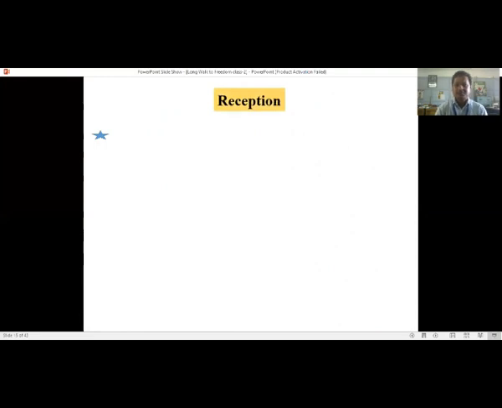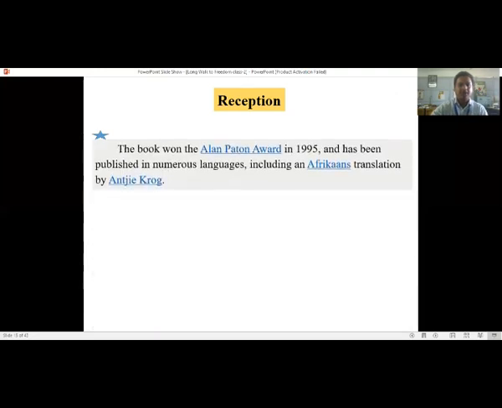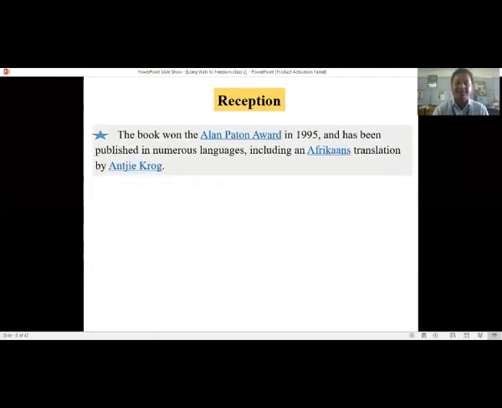Now, reception. Dear students, after the publication of the book Long Walk to Freedom in 1994, it got a great reception. The book won the Alan Paton Award in 1995 and has been published in numerous languages, including in an Afrikaans translation by Antjie Krog.